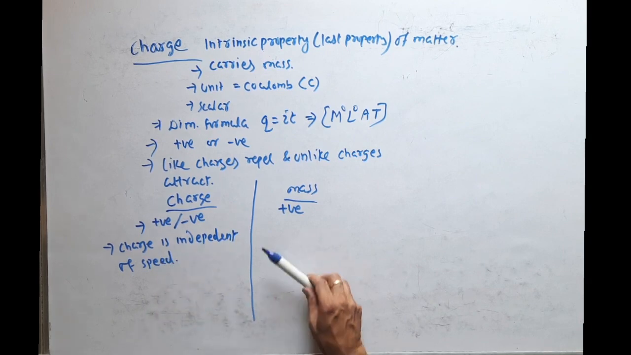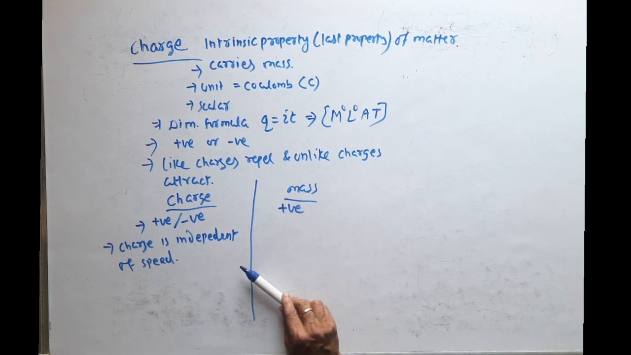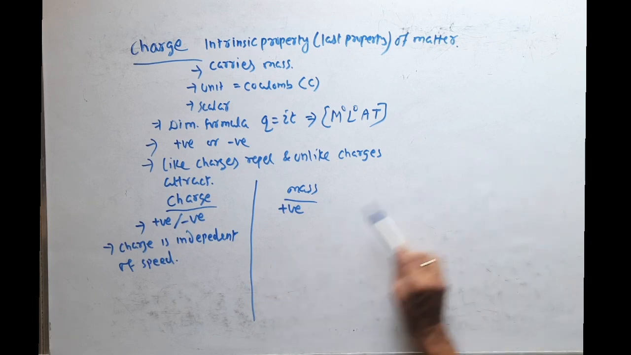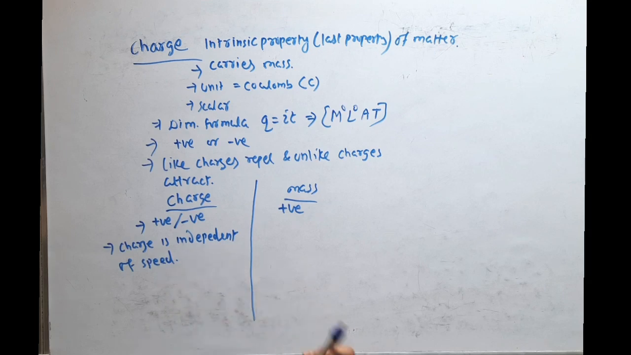That means suppose this is a body, this is a conductor. Its charge is 20 coulomb. It is at rest. If anybody will ask what is the charge of this body, you will say 20 coulomb. Suppose this charged body is moving with 60 km per hour speed. Then again the charge of the body is also 20 coulomb. That means charge is independent of the speed.